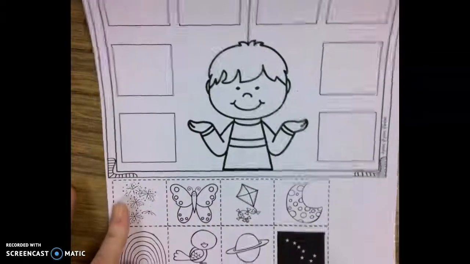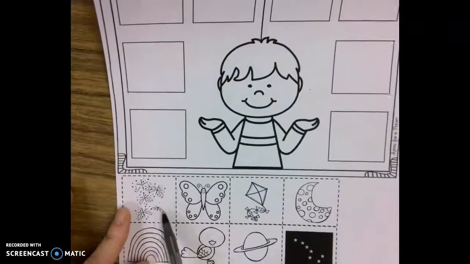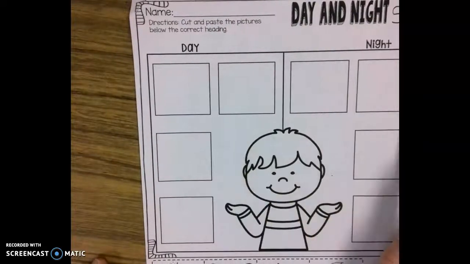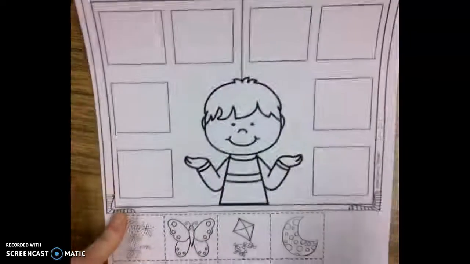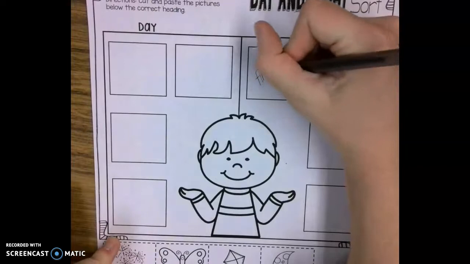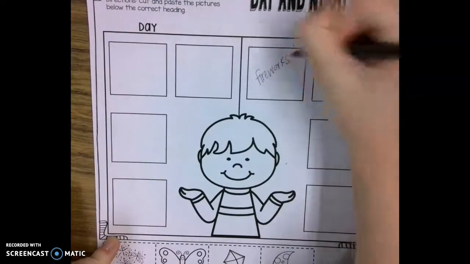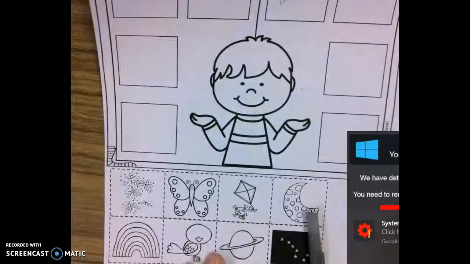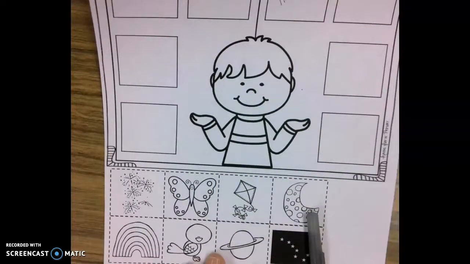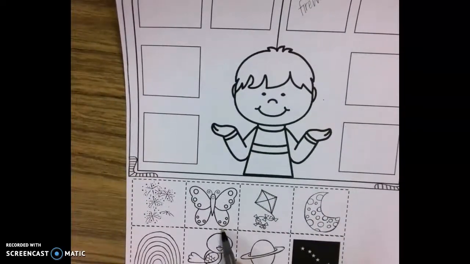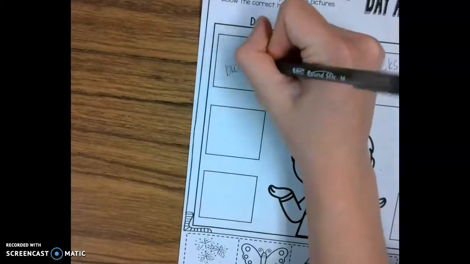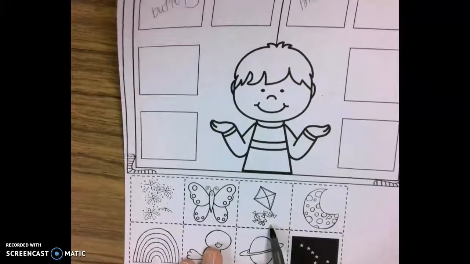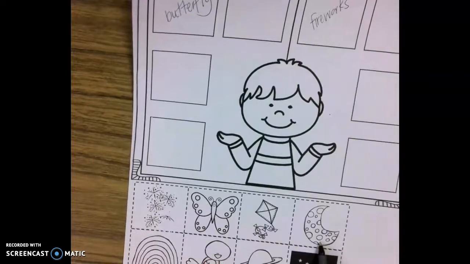So, what are these? These are fireworks. Would you see fireworks during the day or the night? The day, right? I mean the night, right? So we would put our fireworks right there. Now I'm not going to cut these out yet. I'll cut them out in just a moment. So a butterfly. Where would we see that butterfly? During the day. So I'm going to put butterfly. A kite during the day. Moon during the night.